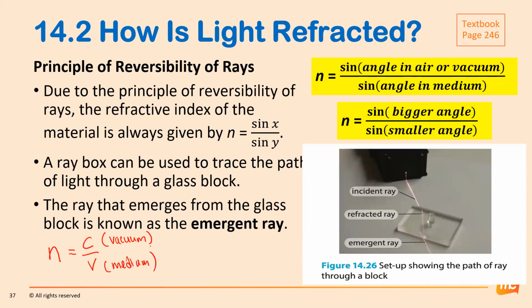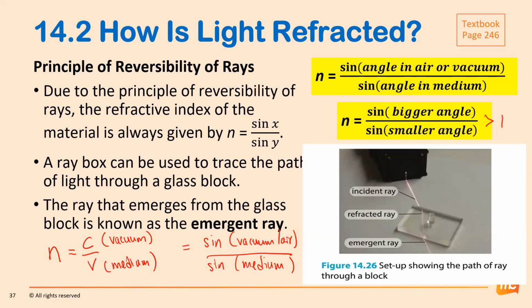So for the angles, it will also be the same. It's always the sine of the angle in the vacuum or air, over the sine of the angle in the medium. It's always vacuum or air first over the one in the medium, because the one in vacuum or air will always be the bigger number. So your refractive index will always be greater than 1. If you can't remember, you can also take the sine of the bigger angle over the smaller angle to give you a refractive index that will be greater than 1.